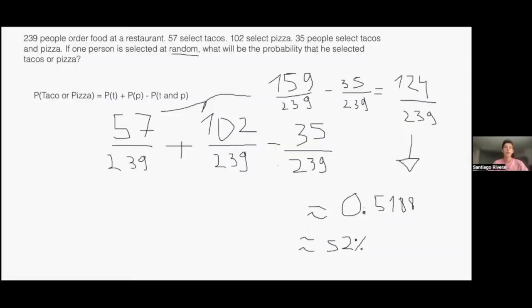An example of the addition rule of probability would be 239 people order food from a restaurant, 57 select tacos, 102 select pizza, 35 people select tacos and pizza. If one person is selected at random, what will be the probability that he will select tacos or pizza? So to do this, you have to do the 57 tacos plus the 102 pizza minus the two combined. You have to do that over 239 because it's a probability out of 239. This will equal 124 out of 239, and this would equal approximately 52% of the people that order from this restaurant.